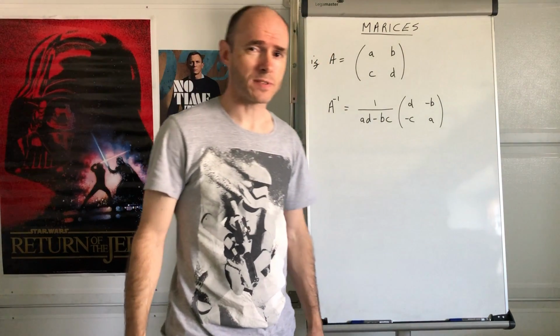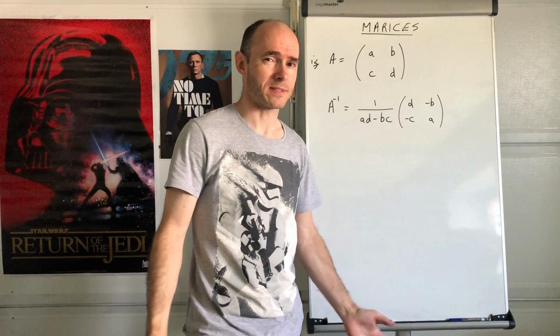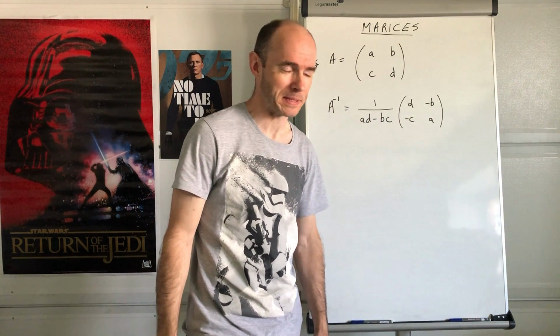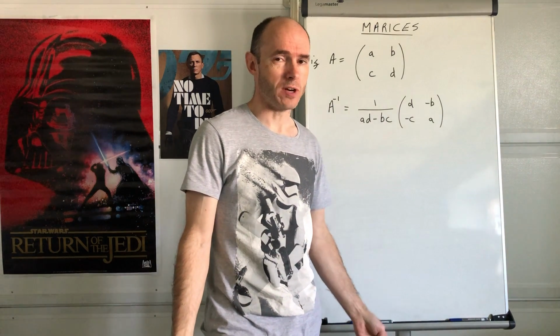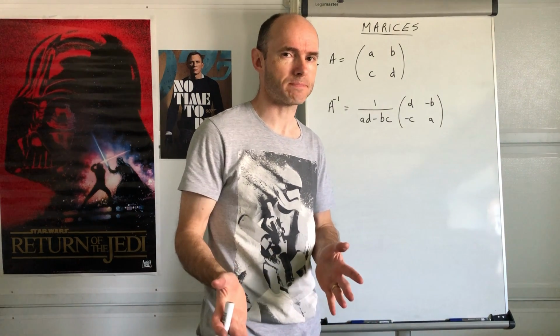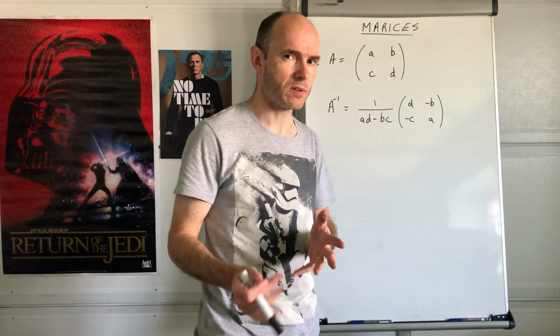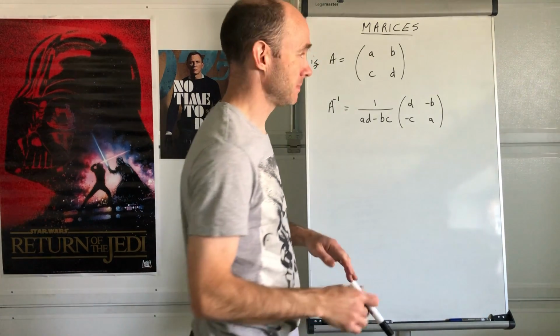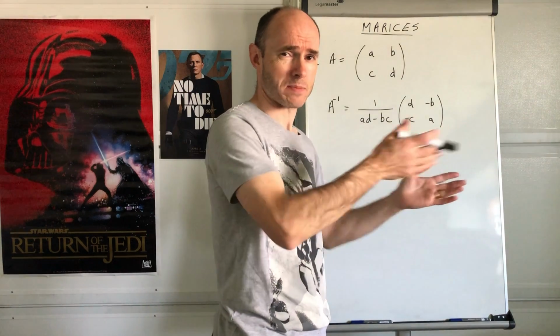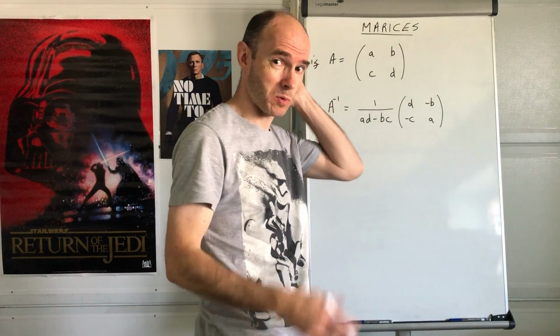Right, let's do the inverse of a 2 by 2 matrix first of all, because that's by far the simplest. First of all, a reminder: you can only find an inverse of a square matrix. An inverse does not exist for a non-square matrix, only a square matrix. That's another reason why I mentioned my 99% figure earlier, why we always use square matrices.